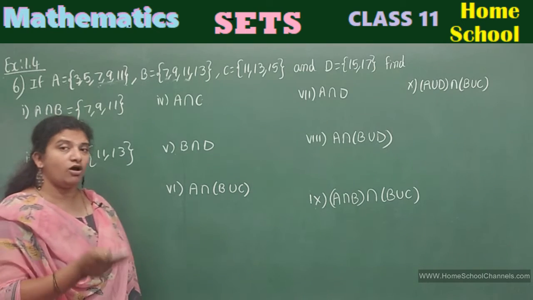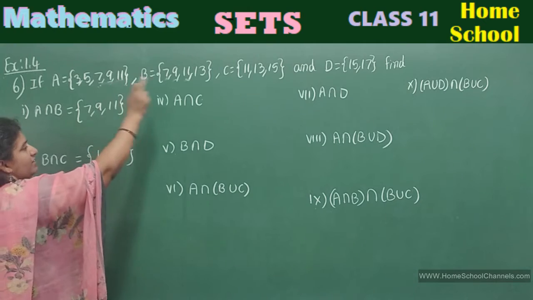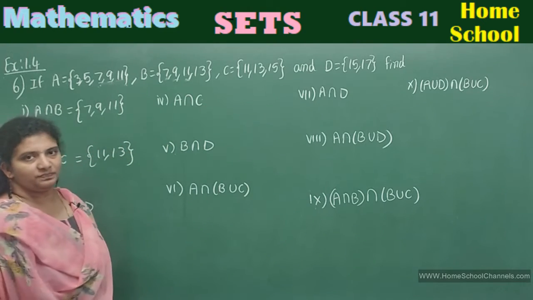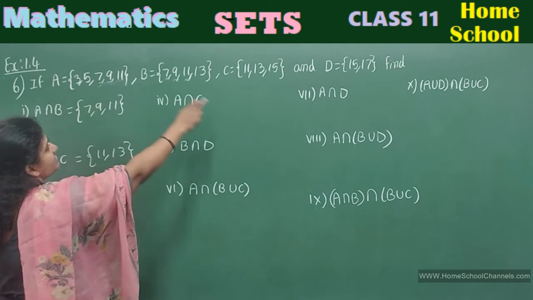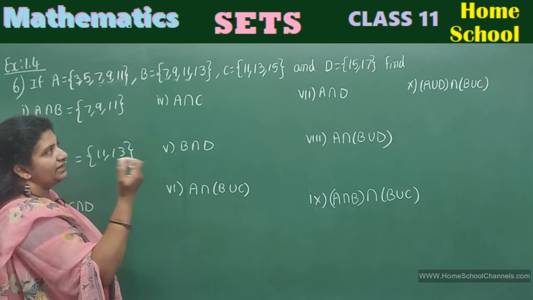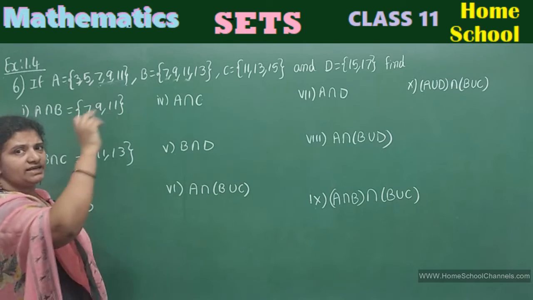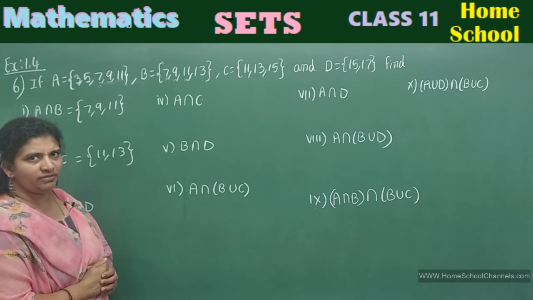Three sets' common elements you need to write. What are the 3 sets? A, C, D. A and C, do you have any common elements? No common elements. And D and C, you have 15. But in all these 3 sets, do you have any common elements?